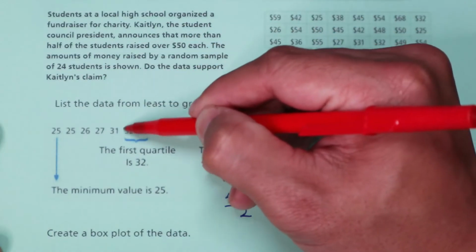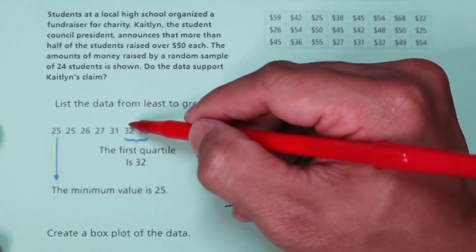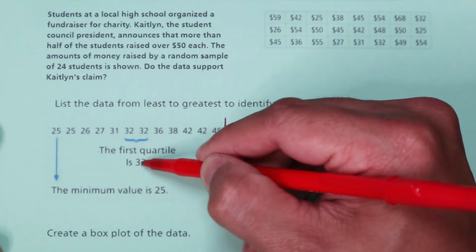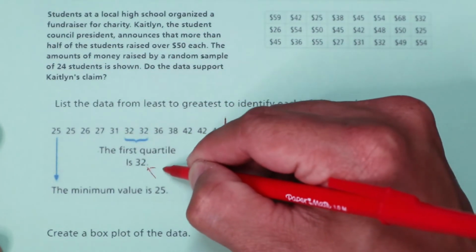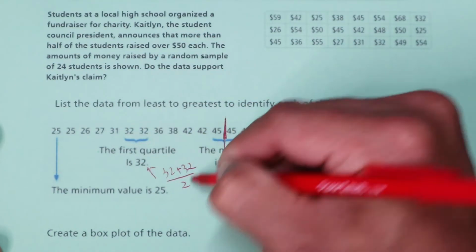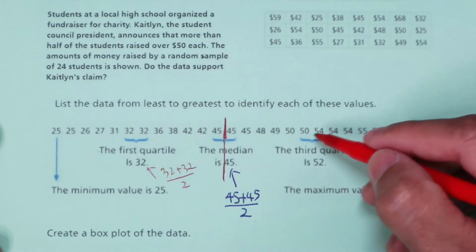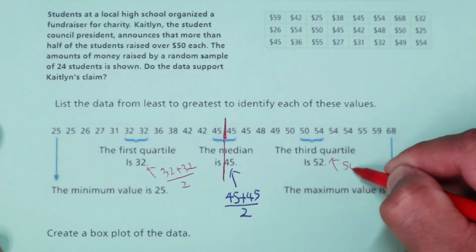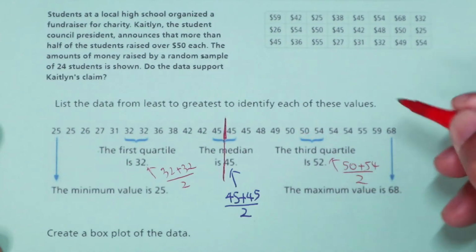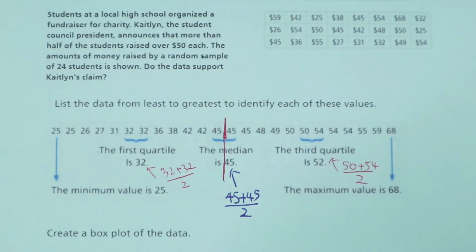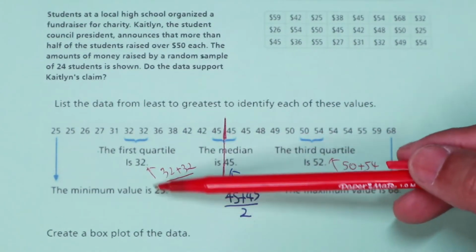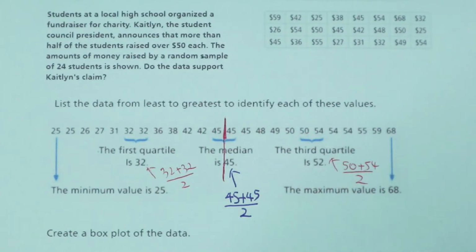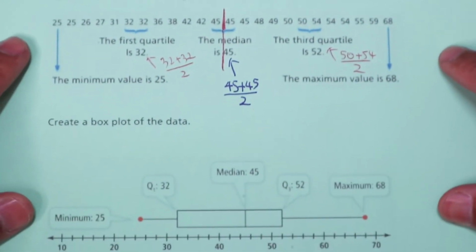And I see that there are two numbers right in the middle. So between 32 and 32, the first quartile is 32. So again, you add the two numbers divided by 2 to get 32. Likewise here, for the third quartile, you add the two numbers, 50 plus 54 divided by 2, and you get 52. So that's how you find these 5 numbers, 25, 32, 45, 52, and 68, to create a box plot. And let's take a look at the box plots here at the bottom.